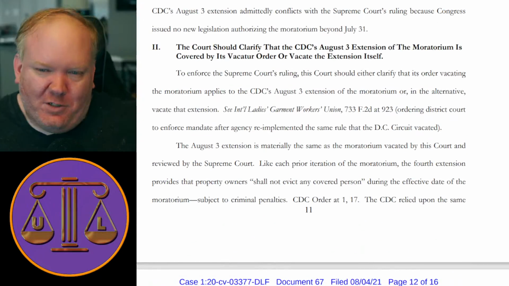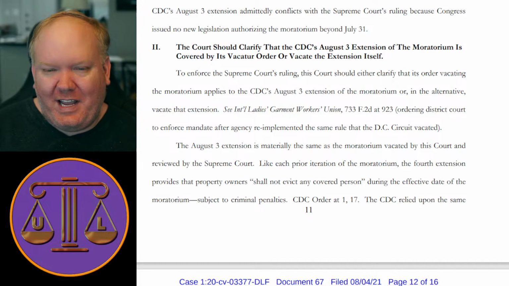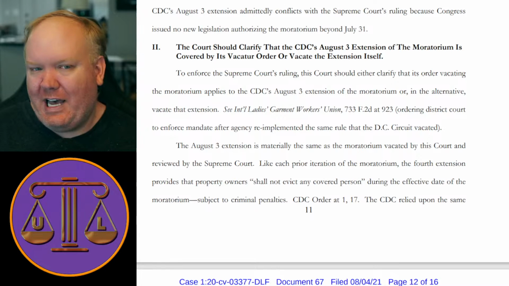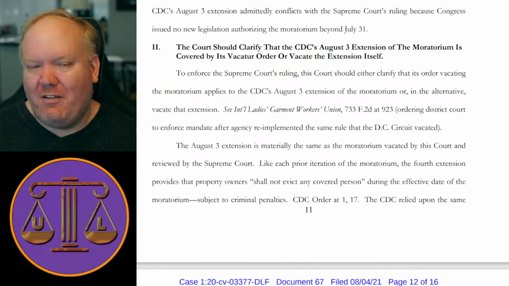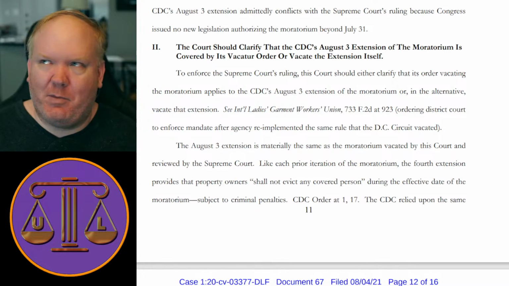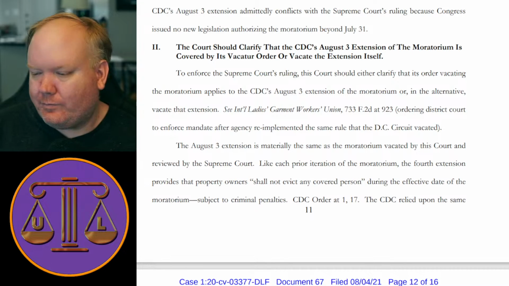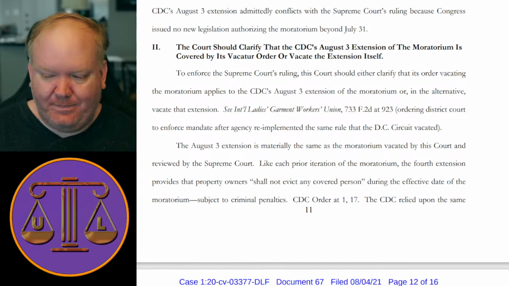To enforce the Supreme Court's ruling, the court should either clarify that its order vacating the moratorium covers the extension of the moratorium, or in the alternative vacate the extension. I'd go with the latter. I mean, I'm not sure it technically makes a difference either way, but maybe I'll just do them both. I'll vacate it as an extension, and in the alternative vacate it on its own. I'll just vacate it both ways. What the hell? All the vacating.